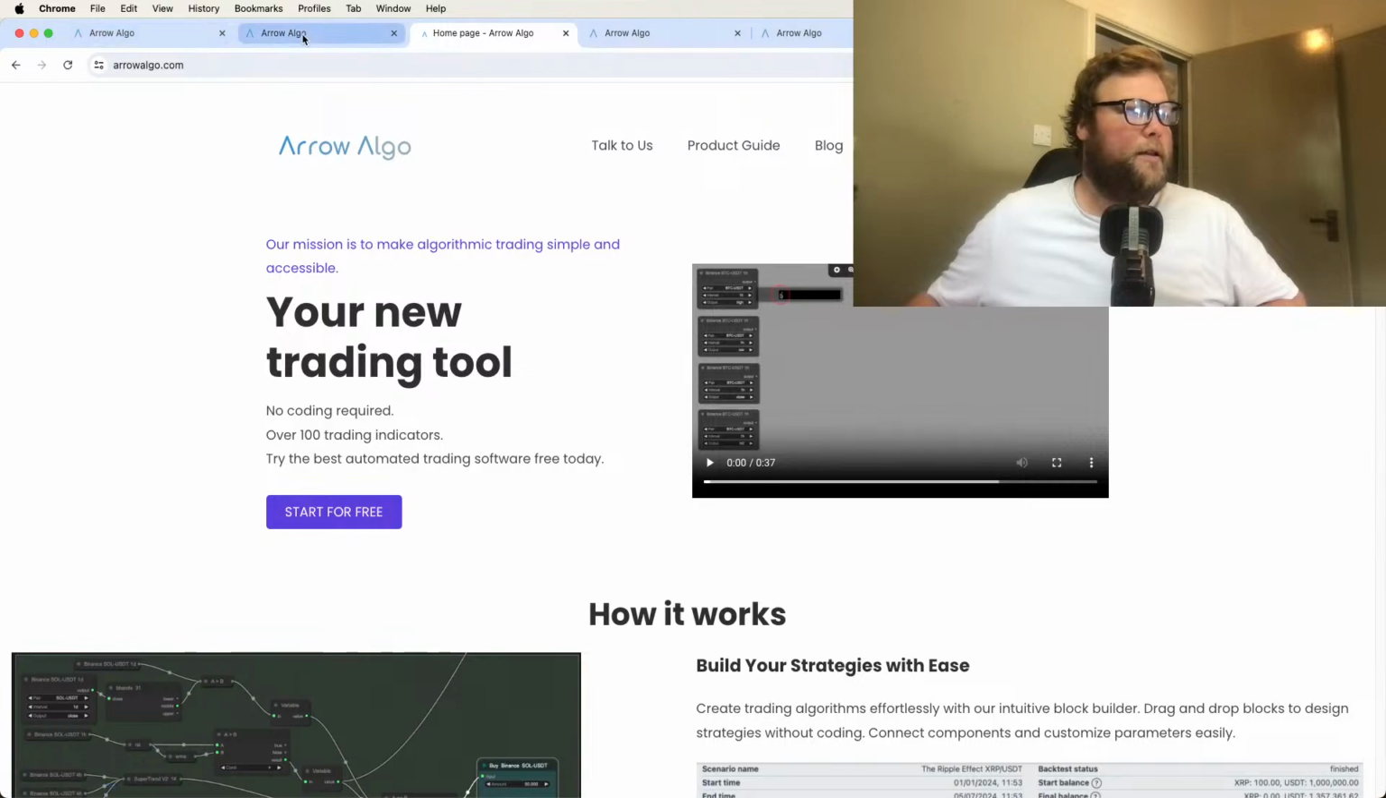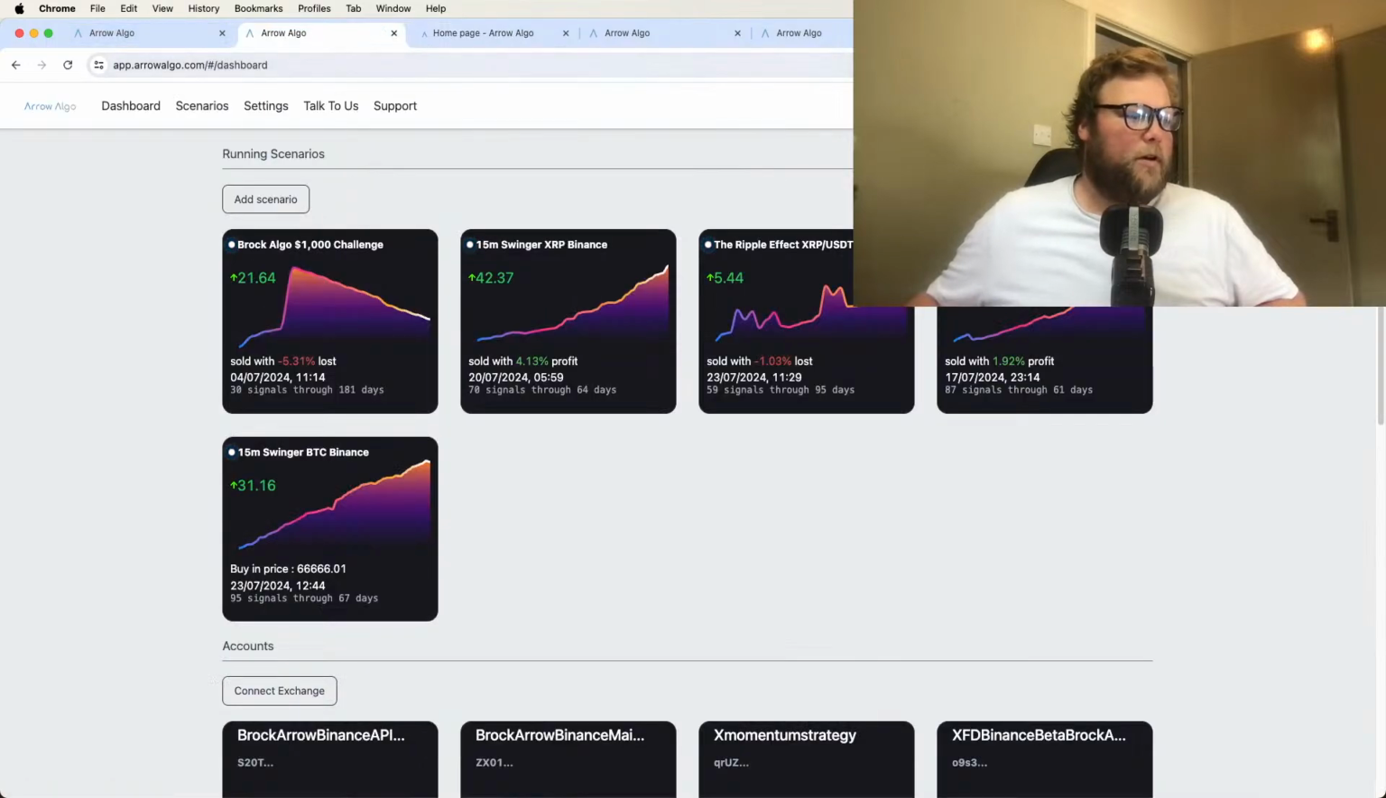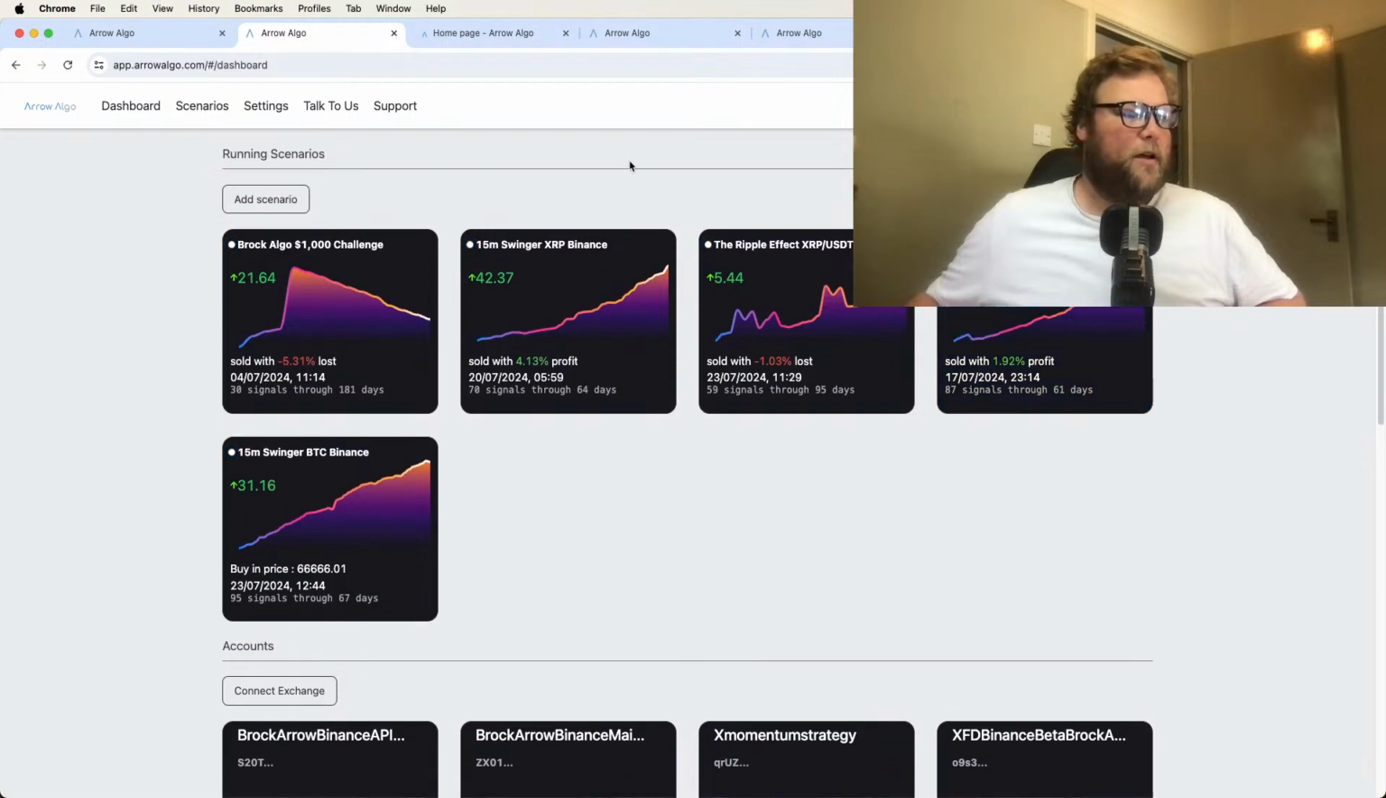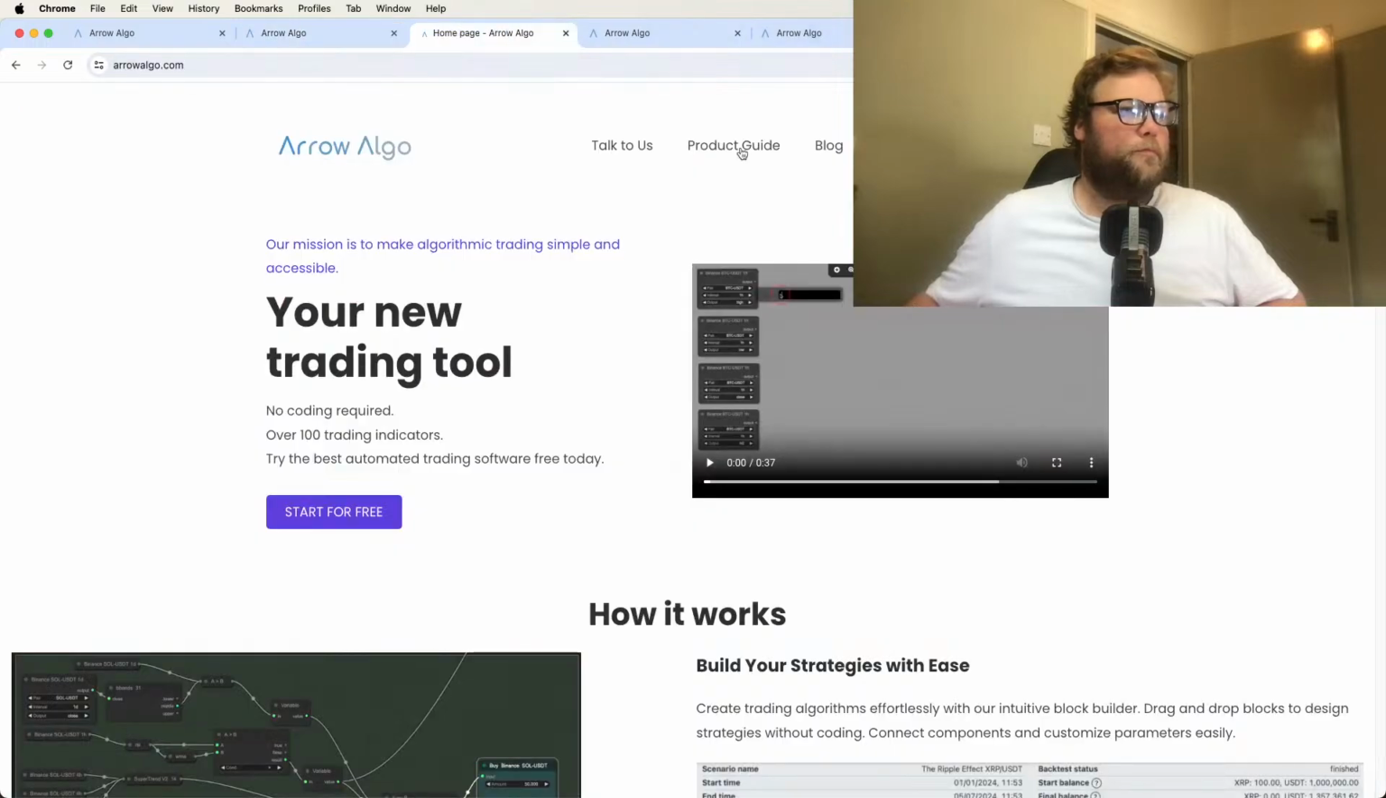So if we log in, here we can see some of my running strategies at the moment. We're in the middle of a bull run, so obviously the market's doing fairly well. Some of my strategies, a couple of stop losses kicked in a few weeks ago, but they're starting to pick up now as we had that correction in the market.